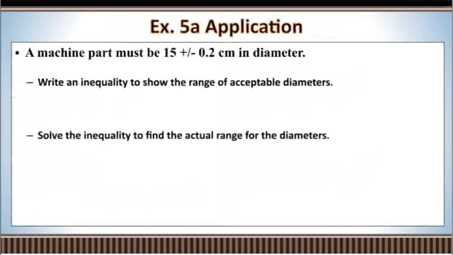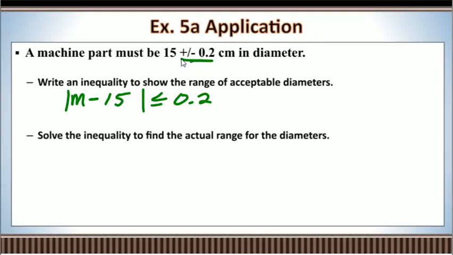And some application. A machine part must be 15 plus or minus 0.2 centimeters in diameter. Write an inequality to show the range of acceptable diameters. For this one, we know we have the absolute value because of this plus or minus 0.2. So we have an absolute value, and we can use M for the machine part. The difference of wherever the machine part is and 15 has to be less than or equal to 0.2 in either direction. So that would be our inequality.